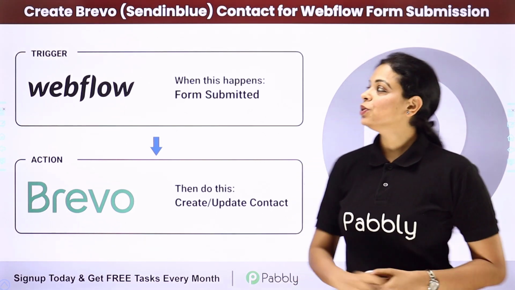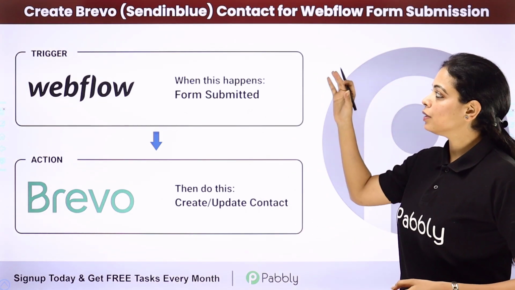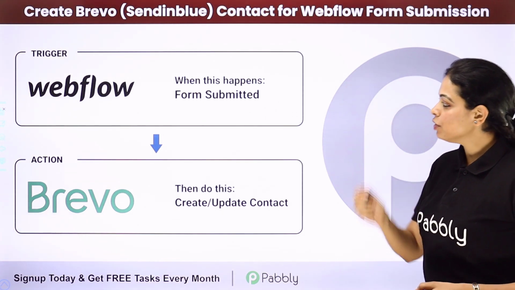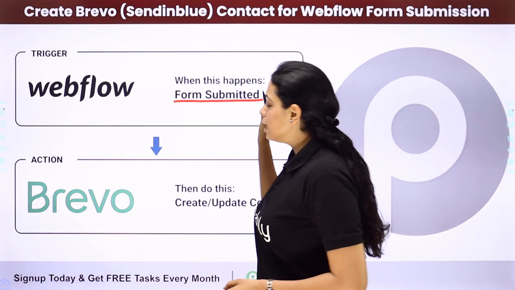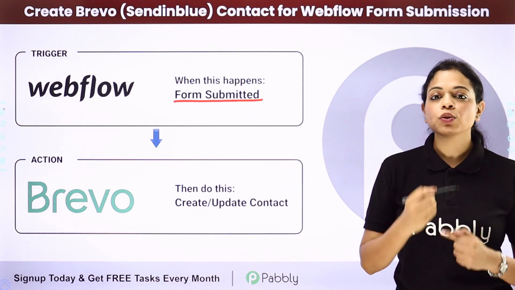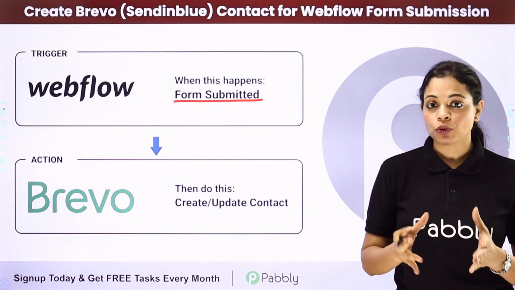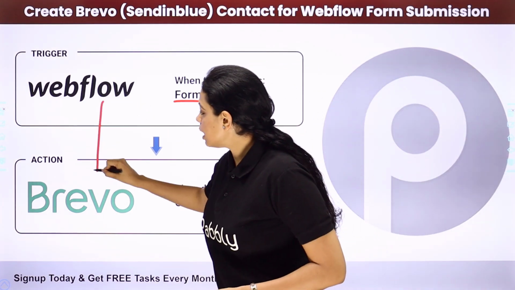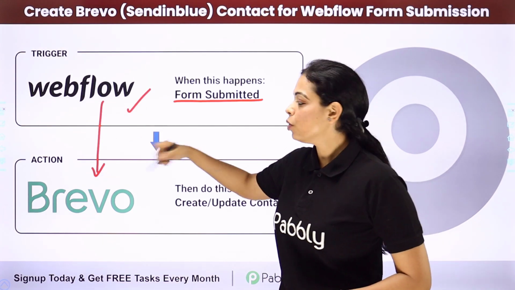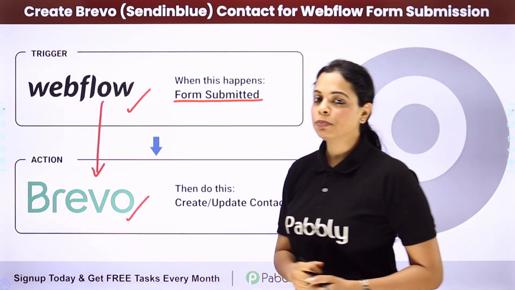In this video, we are going to see how to create a Brevo contact, which was initially Sendinblue, for Webflow form submission. So every time a form is submitted, what do you want with the information received? You want a contact to be created or updated in Brevo. For this, we will be integrating these applications using Pabbly Connect. So here your trigger application will be Webflow and your action application will be Brevo.